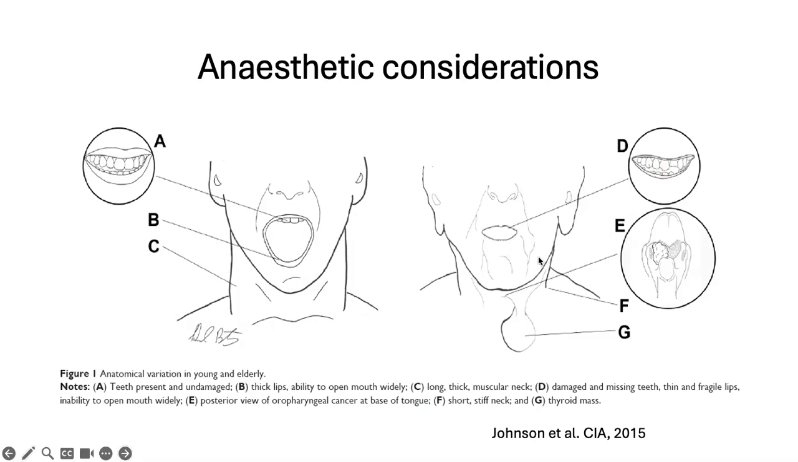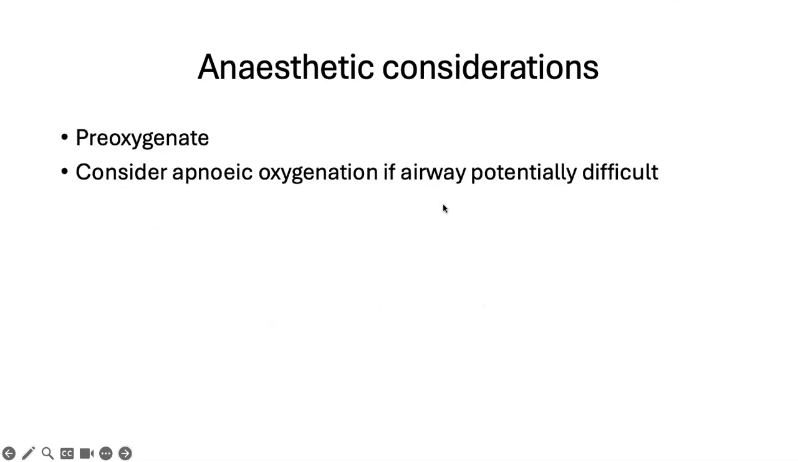And also you can see that the neck of the elderly patients tends to be short and stiff. So when you have to perform laryngoscopy, it may be difficult to actually position them properly. So these are the things that you need to think about. And hence why using a video laryngoscope would be ideal and is probably the best thing to do in these patients, because it increases your chance of first pass success.